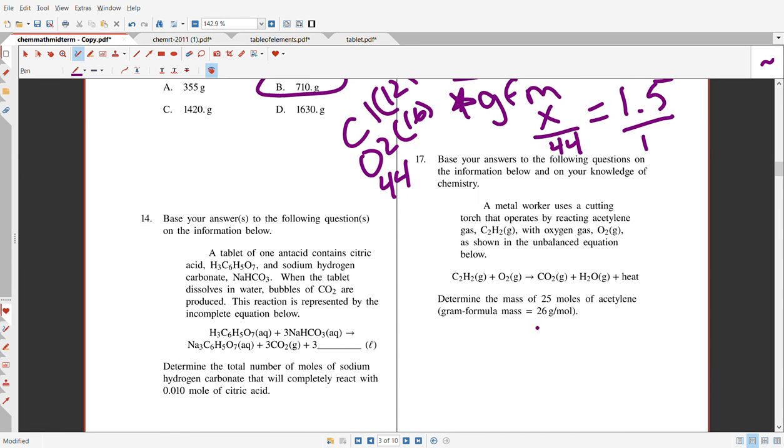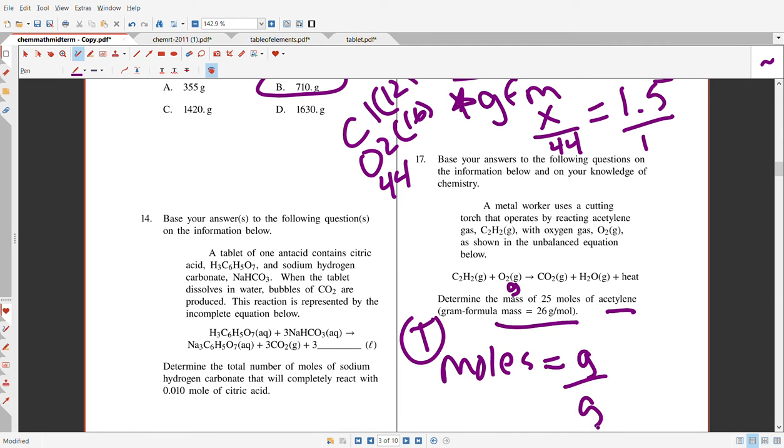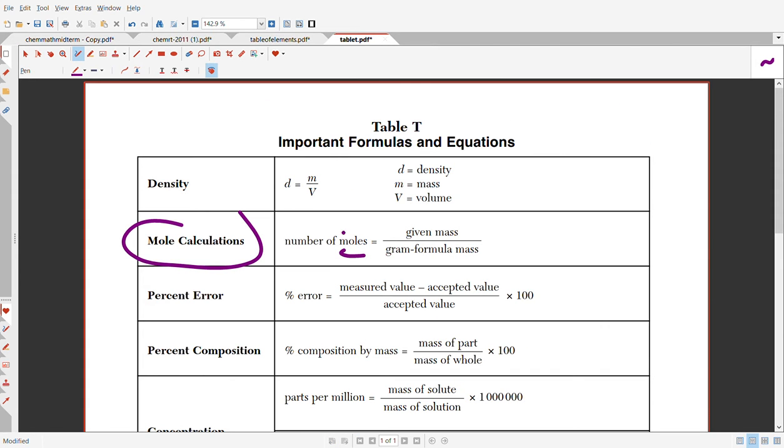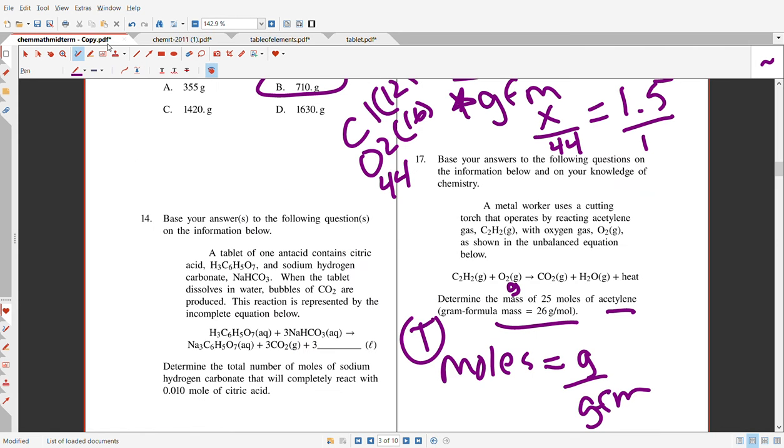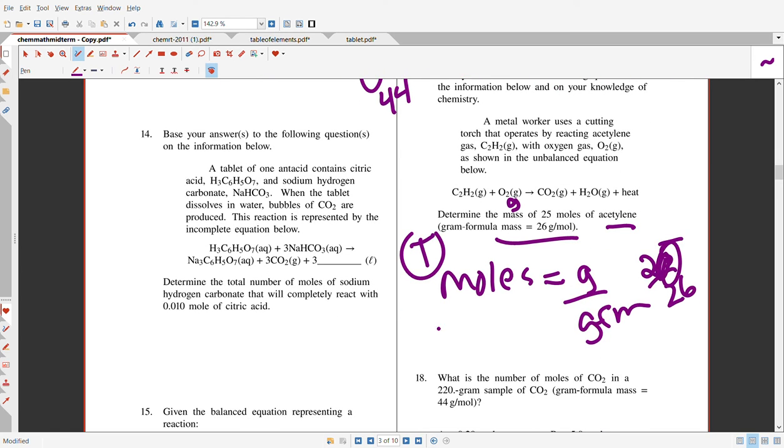Here's another one. What's the mass? So that's grams of 25 moles of acetylene, and they gave you the weight. So the formula on Table T is moles is given mass over the GFM. And just to show you one more time, that one's right here. When you're given grams, you could use the formula. And then you're just going to do 25 over 26. And that's right, because it's, oh wait, no, I did this wrong. They want the mass. They gave you 25 moles. We don't know grams, and they gave you the gram formula mass. So you cross multiply here.